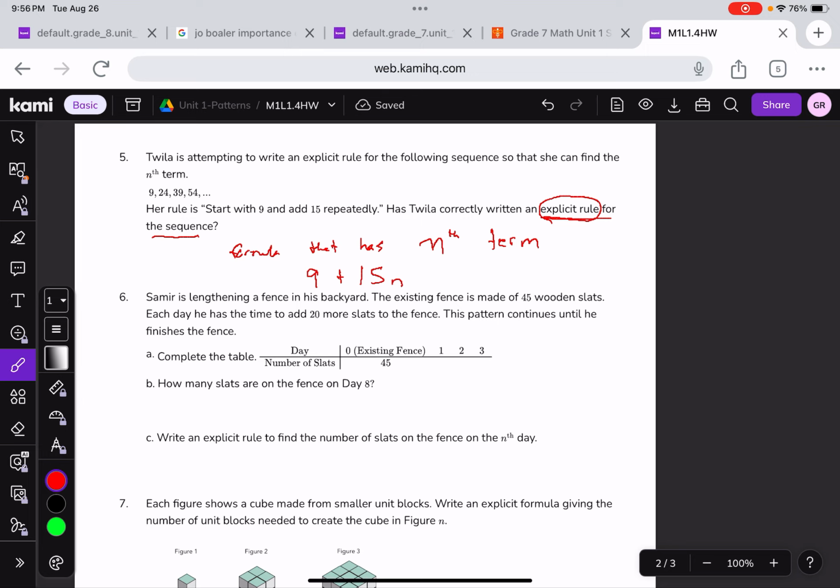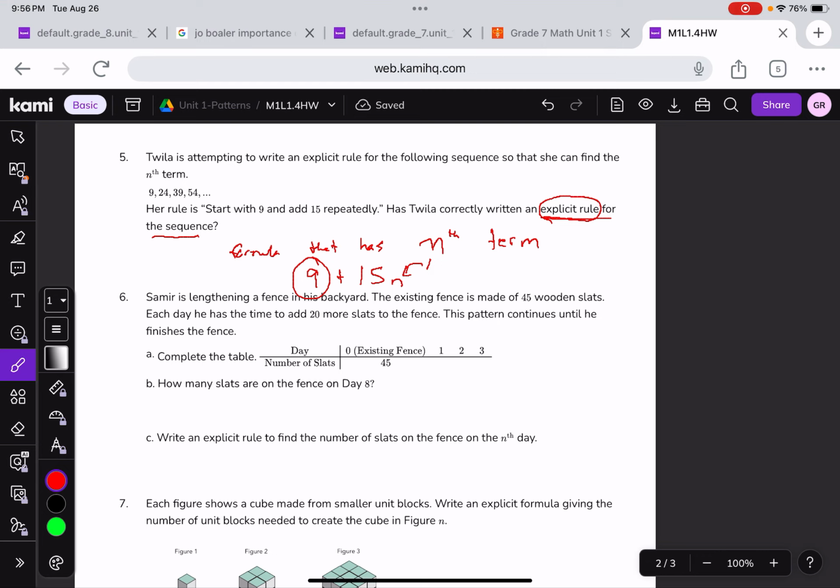But I don't think that works, because if the first term is supposed to be 9, and in this case, if I plug in 1 for n, well, that's 15 times 1, that's 15 plus 9, that's 24. I don't want my first term to be 24. I want my first term to be 9. So how could I make it so that it's 9 plus 0?